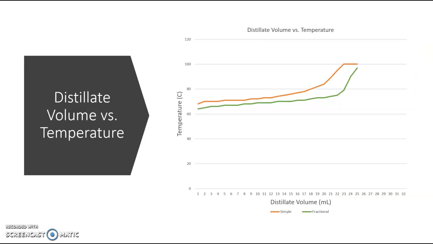In the graph titled Distillate Volume versus Temperature, the orange line represents simple distillation, while the green line represents fractional distillation. As you can see, the simple distillation starts higher than the fractional and is a much faster process. The fractional line is much more of a gradual rise in temperature.